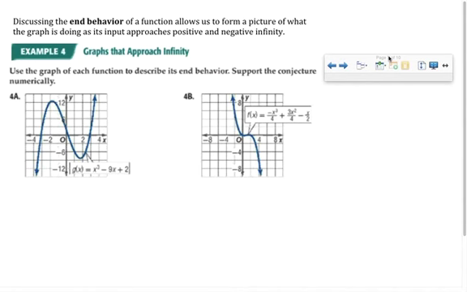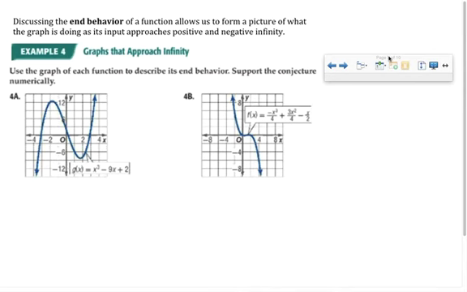Finally, we come to talking about end behavior. And with end behavior, the main thing that you're looking at is, as I go further to the right, is my graph going all the way up or all the way down, or does it look like it's kind of flattening out towards a number? And the textbook divides them into two categories: graphs that approach infinity and graphs that approach a number. So you see that these examples are titled graphs that approach infinity. And it's asking us to use the function to describe the end behavior.